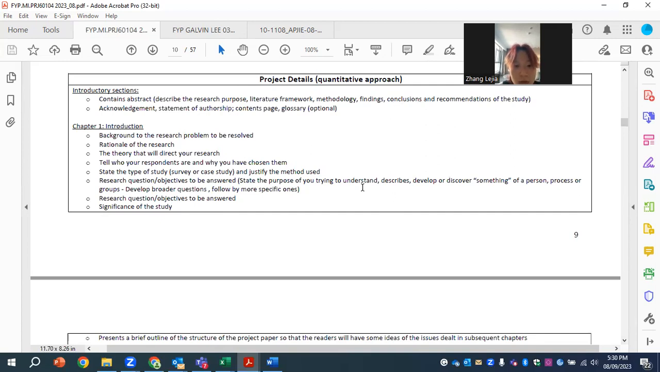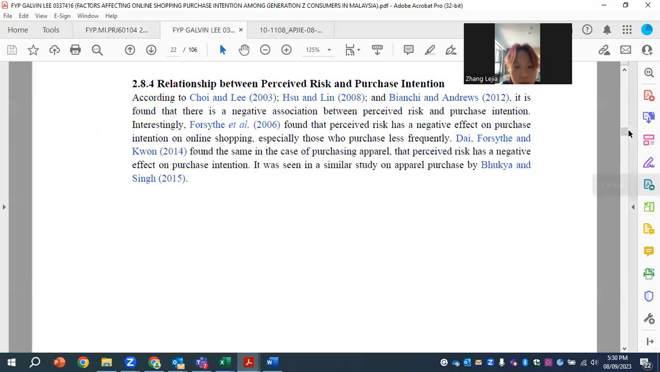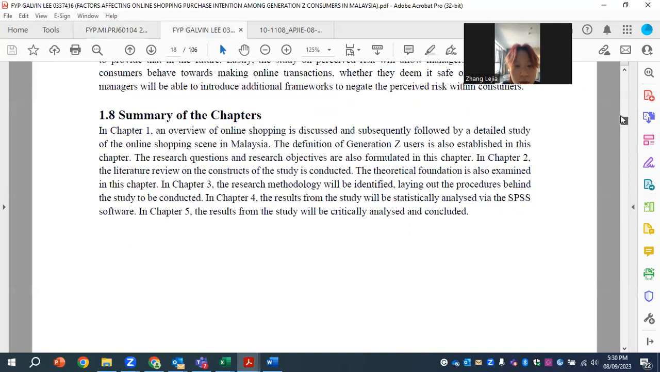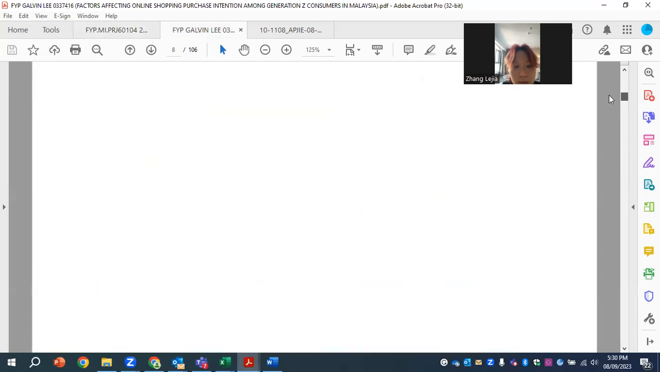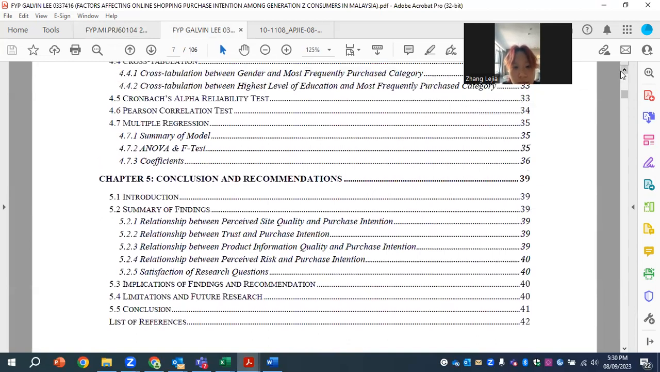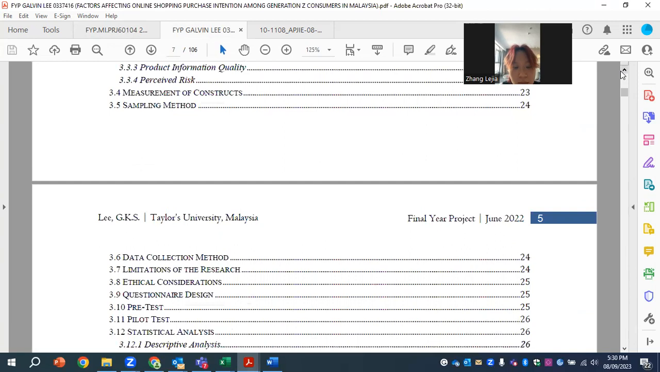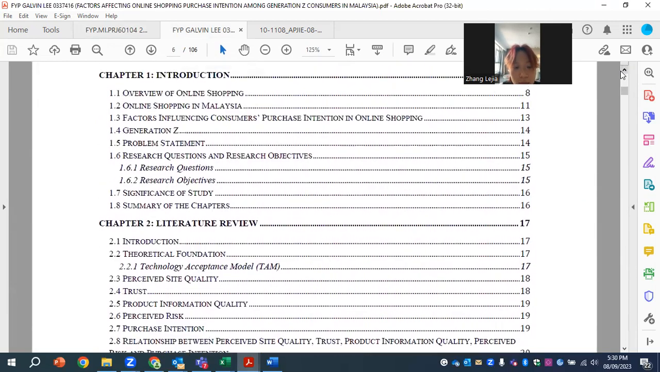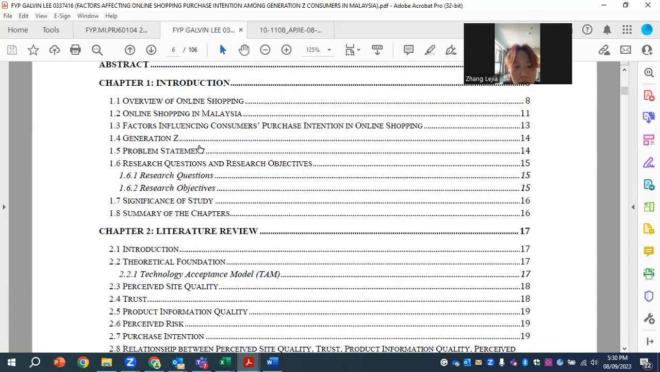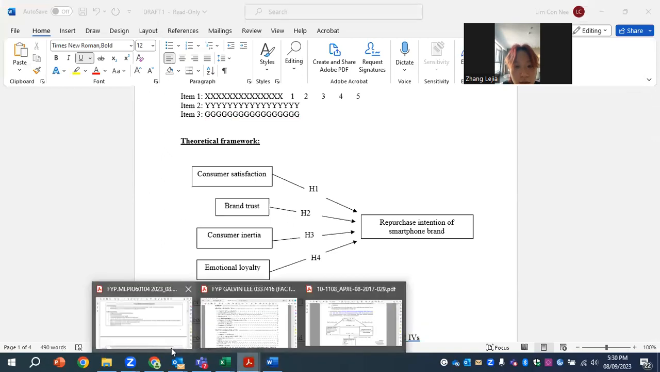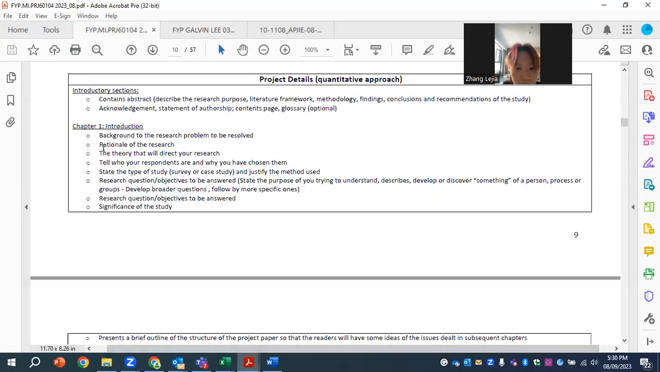Okay, so first part, it says introduction, chapter 1. We need to write about the background of the research problem, rationale of the problem. This is already covered in our chapter 1. Just now we said in chapter 1, we will look at the template for chapter 1. This is our template. So we already have the problem statement. The problem statement is the same as this one here. Rationale of the research background.